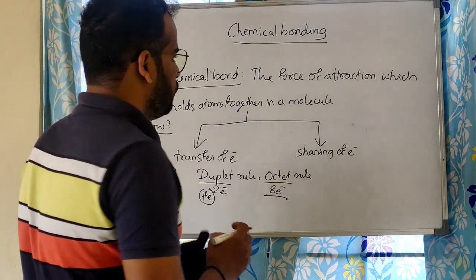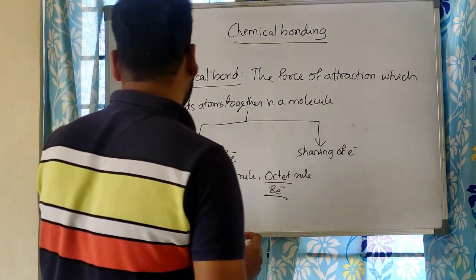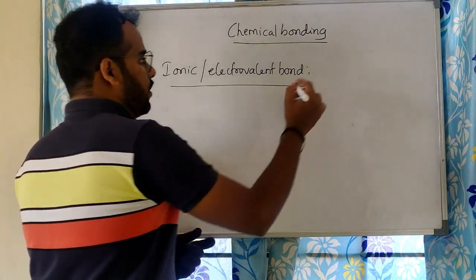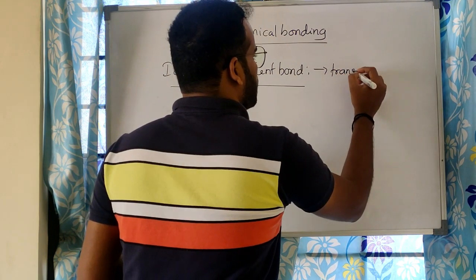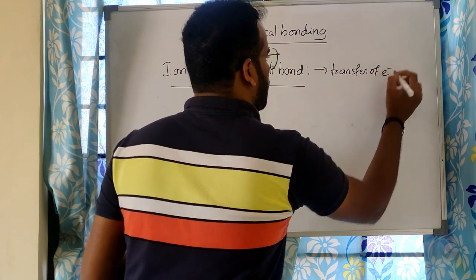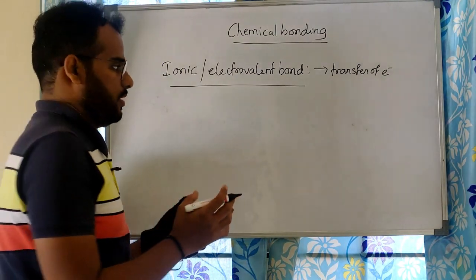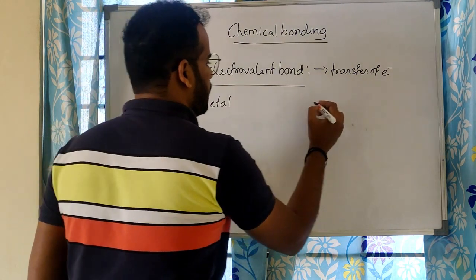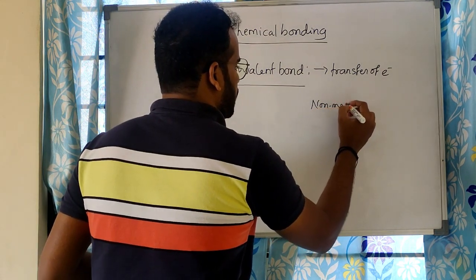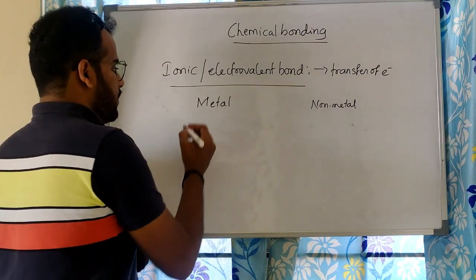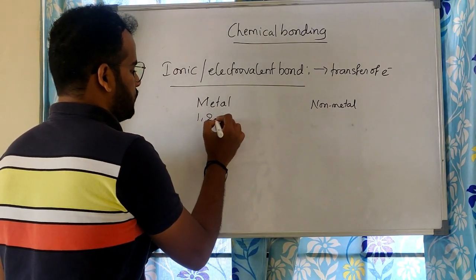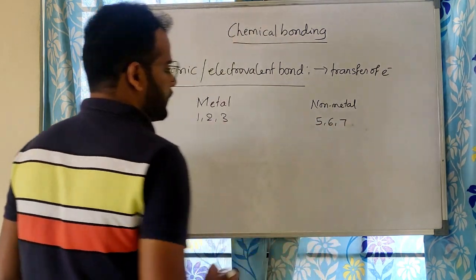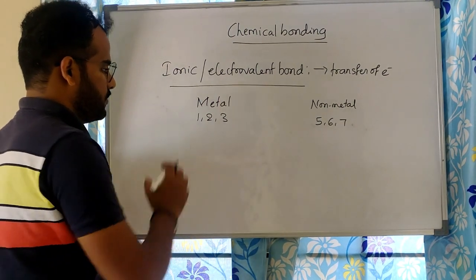That's it. Now let's see the types of chemical bonds. The first type of chemical bond is the ionic or electrovalent bond. So how is it formed? It is formed by the transfer of electrons. So how is the electron transfer happening? There will be two things. One, always in the ionic bond, there will be a metal and a non-metal involved. This is the easiest way to identify it. Metals have valence electrons 1, 2, 3 and non-metals have valence electrons 5, 6, 7. These are involved in the formation of this.